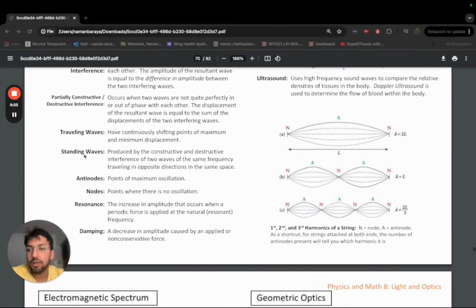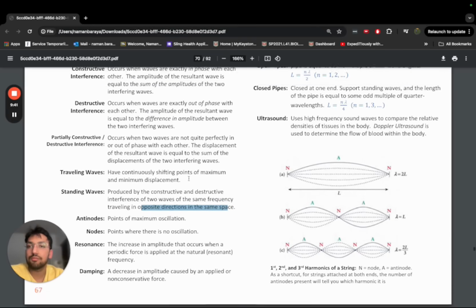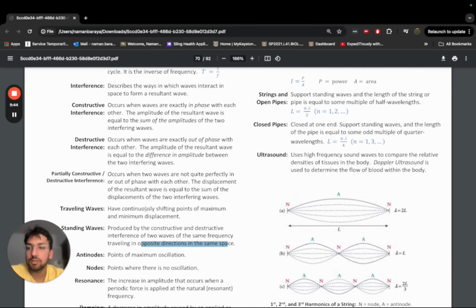Okay, traveling waves versus standing waves. Traveling waves have continuously shifting points of maximum and minimum displacement, and standing waves are when you have constructive and destructive interference of two waves with the exact same frequency traveling in opposite directions. So with standing waves, you're going to have perfect destructive interference, versus traveling waves, where you'll have shifting points of maximum and minimum displacement. Let me see if I can find you an example.